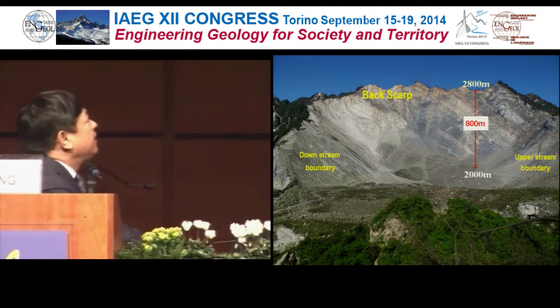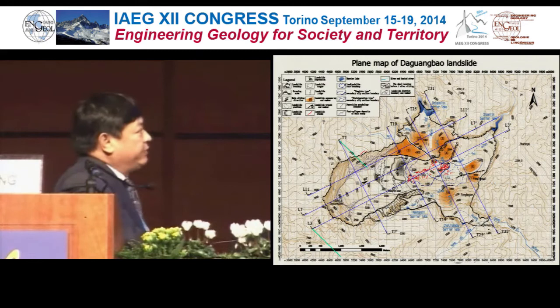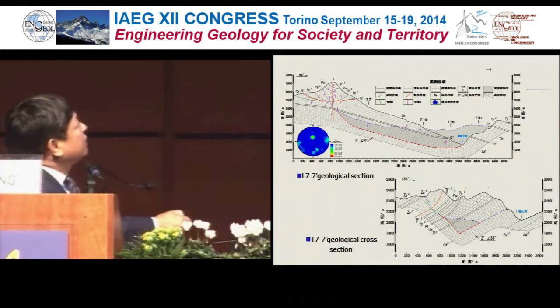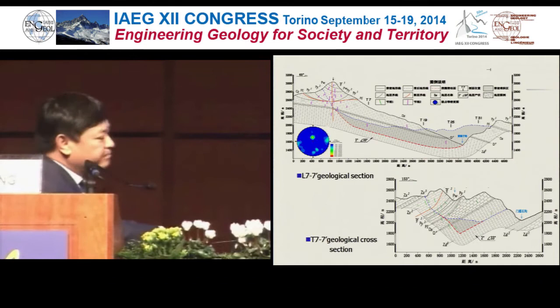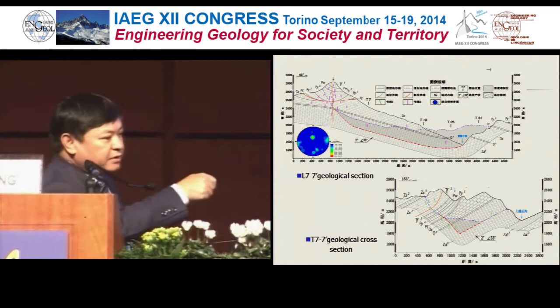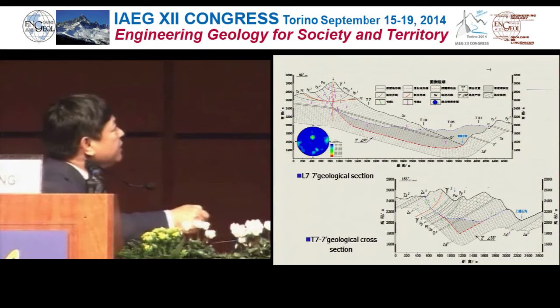So in recent years, we have done a lot of very detailed geological mapping. This is the map of the landslide, and we did the cross sections. This is a cross section showing the rock strata, and this is a cross section in this direction. So the slip surface seems to be along the rock bedding, but the rock bedding dips upstream. And this is just an apparent direction.